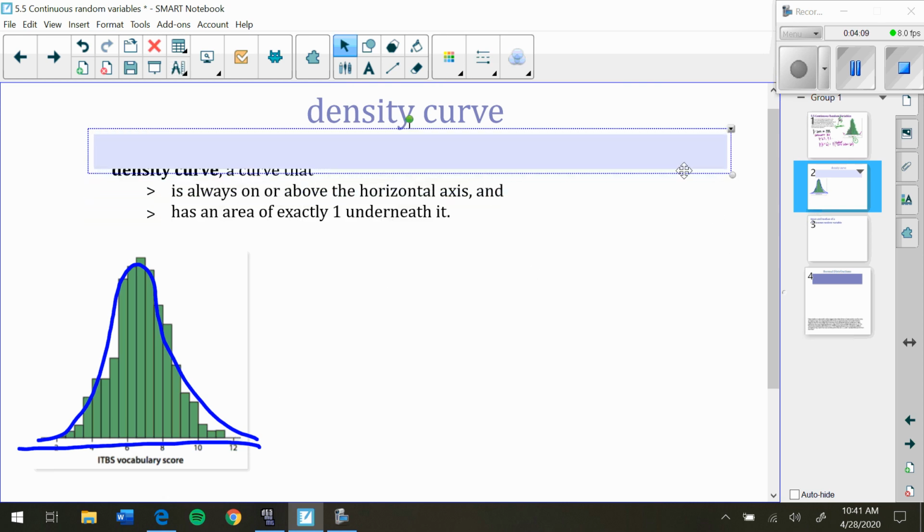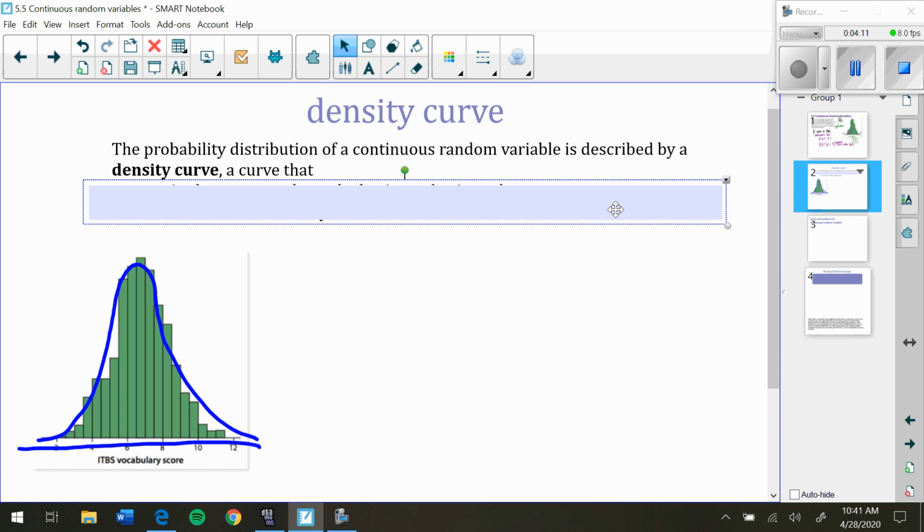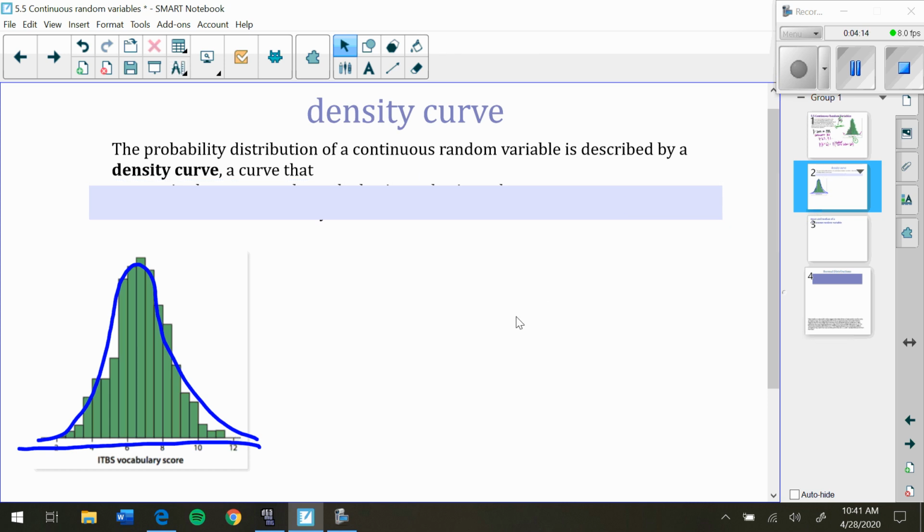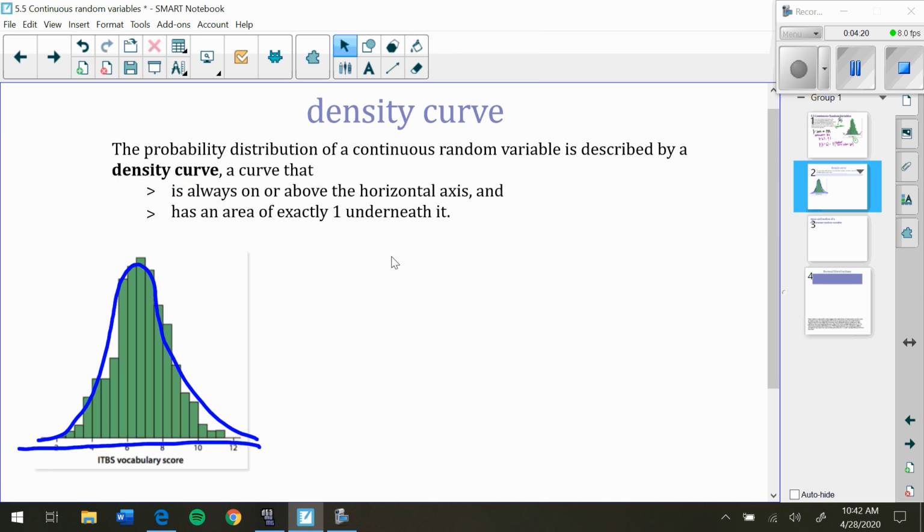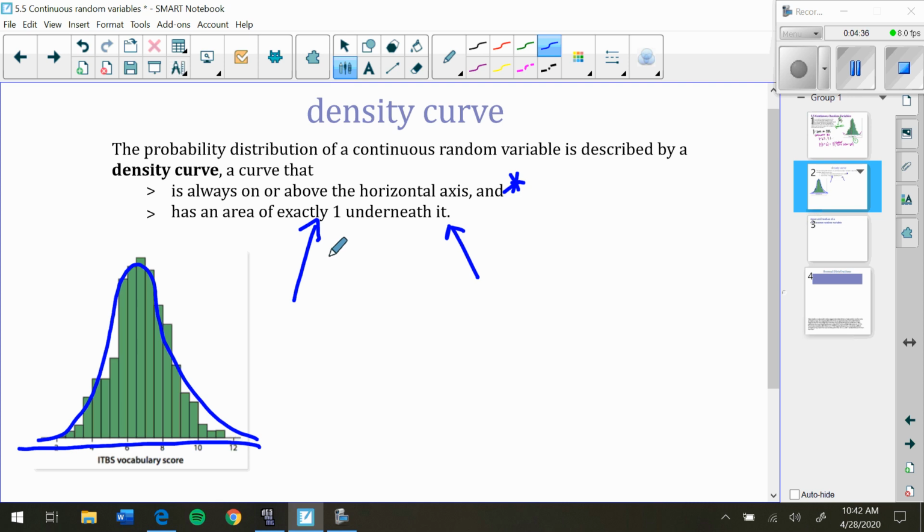Let's talk about what this density curve actually is. So it's got a couple things that we want to mention. A probability distribution of a continuous random variable is described by a density curve, again this blue thing right here, or a curve that has 2 characteristics. One is always on or above the horizontal axis. Not gonna lie to you guys, this is a true statement, but it's not really that important right this moment. But the important thing that we need to understand is that it has an area of exactly 1 under it. Okay, so let's think about what that means.